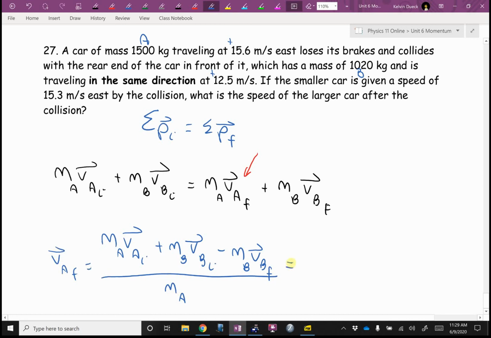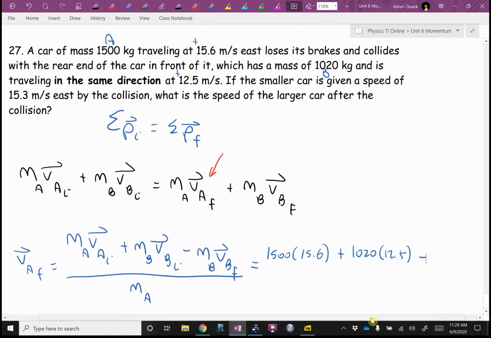Now it's plug and chug. 1,500, 15.6 plus 1,020, 12.5 minus smaller car, 1,020, 15.3. So the smaller car got a bump faster. It sped up. I think the bigger car is going to slow down, so I'm expecting an answer smaller than 15.6, all divided by the bigger car.